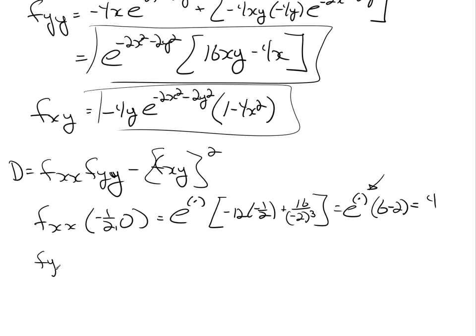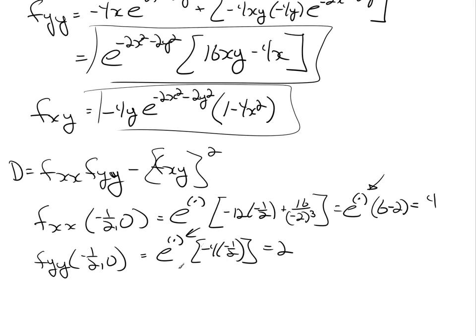Fyy at negative 1/2, 0 is going to again be e to that whatever it is. Doesn't matter. It's always positive. Times, where am I here? Negative 4. Let's try that again. It's going to be negative 4 times a negative 1/2, which is just going to be 2 times whatever that is, but that's positive. So both the second partial with respect to x and y, both of those are going to be positive.